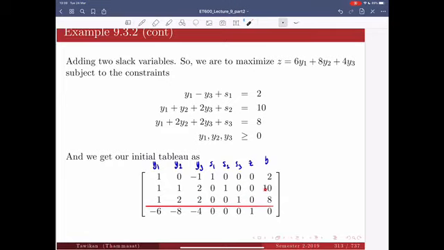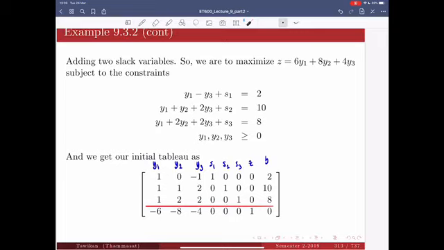So 10 goes there. Out of the third constraint, the third equation, you get 1 y1, 2 y2, 2 y3. 0 S1, there's no S1 in here, no S2 in there, but you get 1 S3, so you put 1 right over there in that column for S3. No z variable, so 0 goes here, and the right hand side is 8.